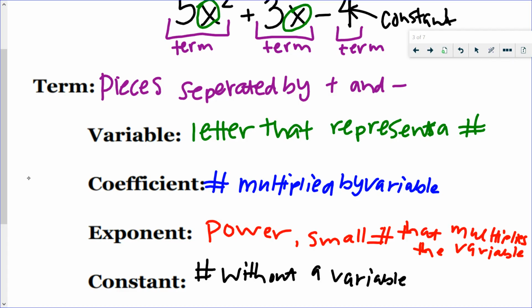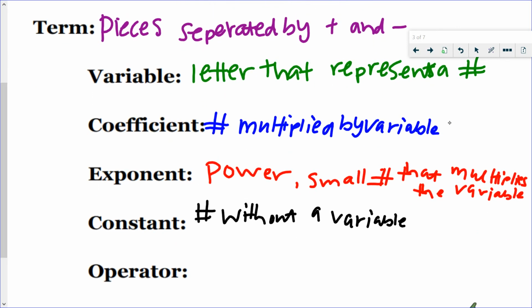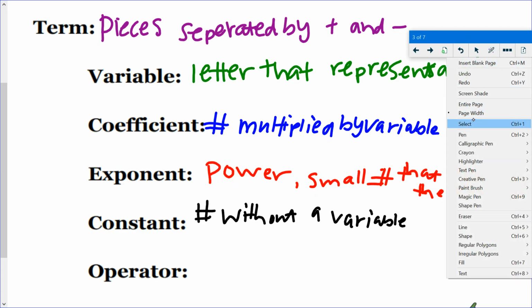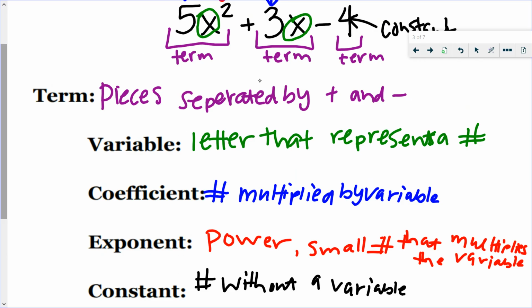And lastly, we have the operator. The operators are the easiest ones to identify in my eyes. They are the plus or minus. They are the ones doing the action between all the terms.